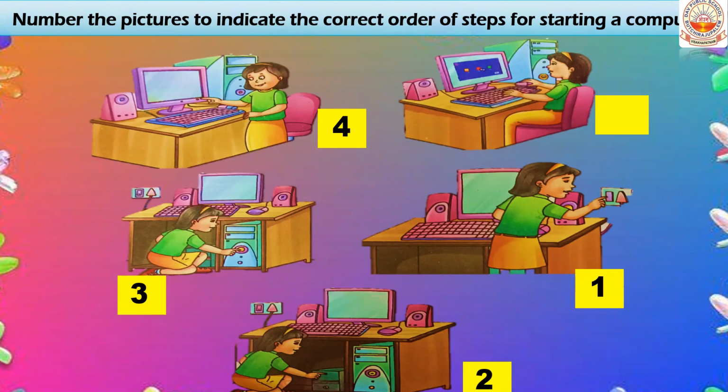Then finally, you have to wait for a few seconds because the booting process will be going on. Then the next step is that your computer is ready to use. So this is step number 5. After the booting process, you can see a desktop. Now your computer is ready to use. That is step 5. Okay, children. Hope you have understood.